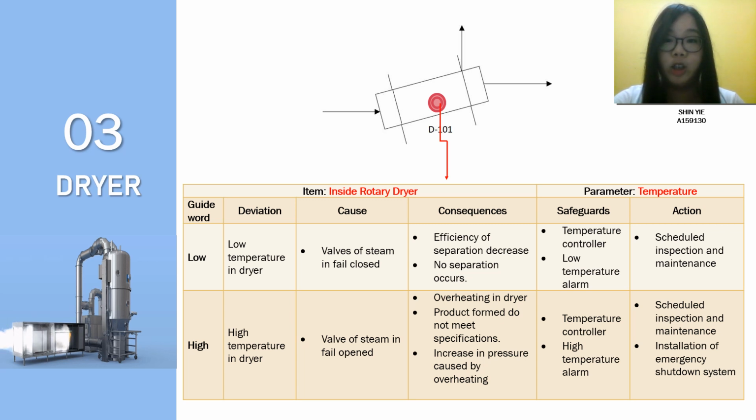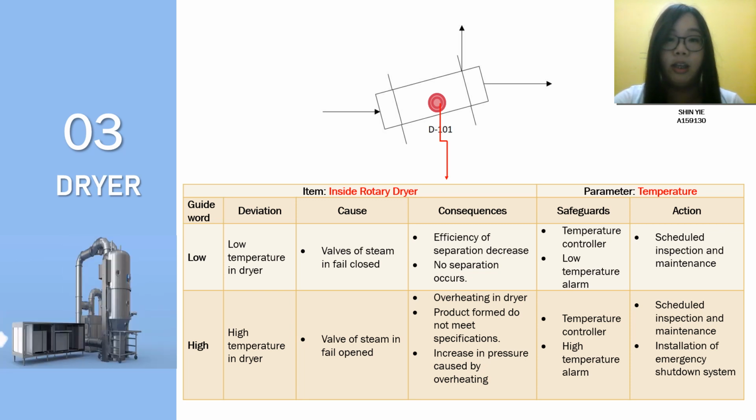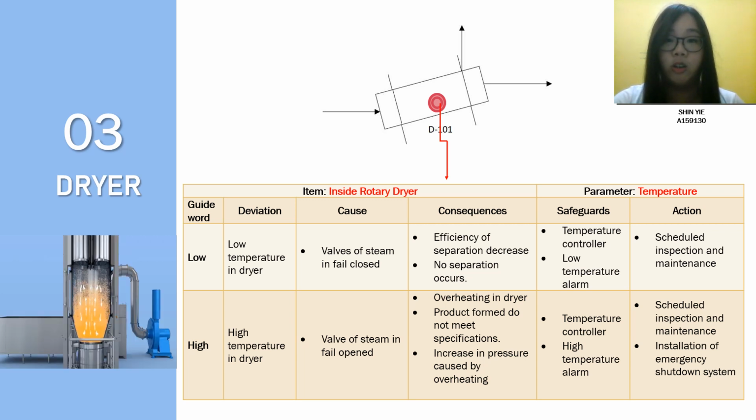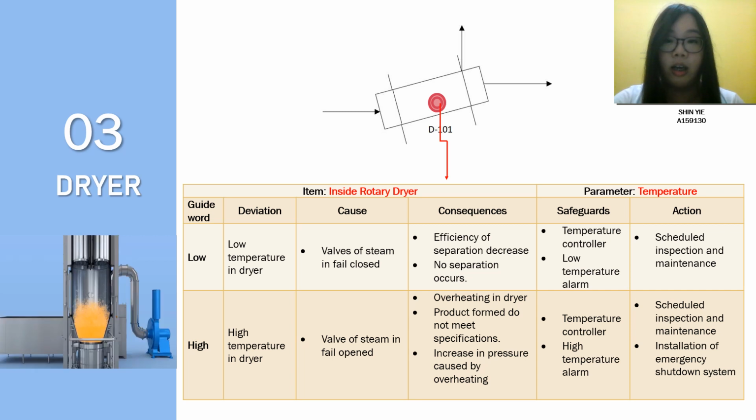For high temperature in the dryer, the cause will be the valve of steam in fails open. It might cause overheating in the dryer and an increase in pressure. The safeguards assisting are the temperature controller and high temperature alarm. The actions that can be done include scheduled inspection and maintenance and installing an emergency shutdown system.